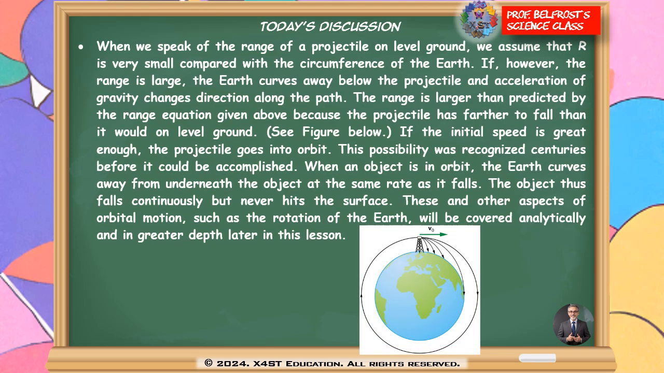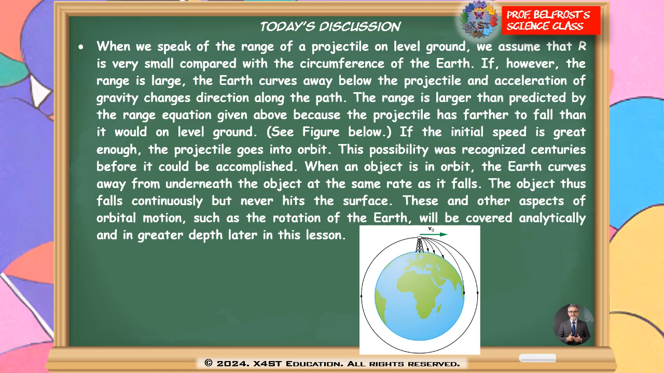Okay, so here's today's discussion. When we speak of the range of a projectile on level ground, we assume that R is very small compared to the circumference of the Earth. But if the range is large, then the Earth will curve away below the projectile, and the acceleration of gravity will change direction along the path. And so the projectile has farther to fall than it would on level ground. And if the initial speed is great enough, then the projectile can go into orbit. This will be discussed in another chapter.